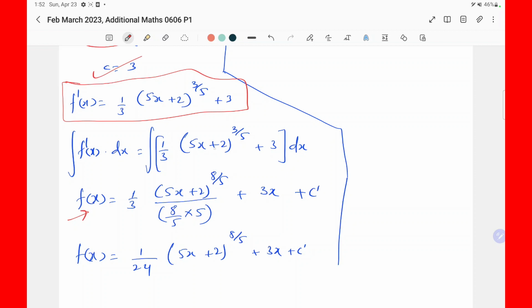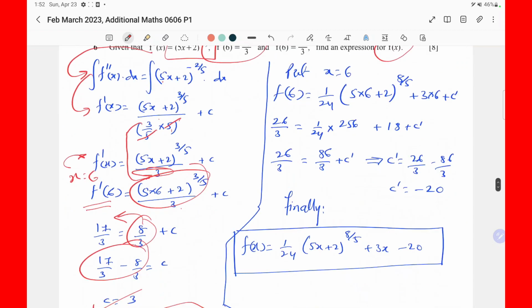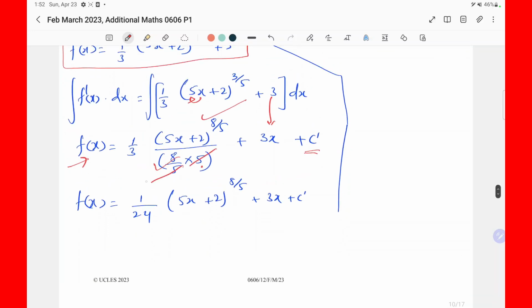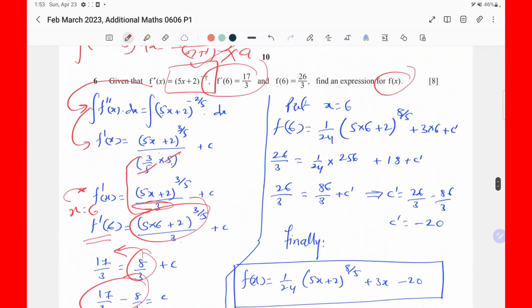And 1 over 3, now (5x + 2) to the power 3 by 5 plus 1, over 3 by 5 plus 1. 3 by 5 plus 1 is actually 8 over 5, so below is also 8 over 5, but the x coefficient was 5. The integration of 3 is 3x, and I have to add one more constant of integration, c dash this time, because c was already introduced above. Now 5 and 5 cancel. So this is 1 over 3 times 8, that is 1 over 24, (5x + 2) to the power 8 over 5 plus 3x plus c dash. This is my f of x in terms of c dash.